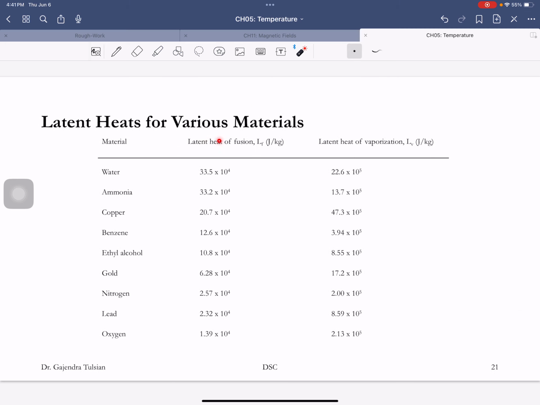So here are the latent heats of various materials. Here's latent heat of water, and this is the latent heat of fusion, meaning melting of water, given in joules per kg. Latent heat of vaporization is also given in joules per kg, and this is equal to 540 calories per gram in these units. This number is easier to remember.